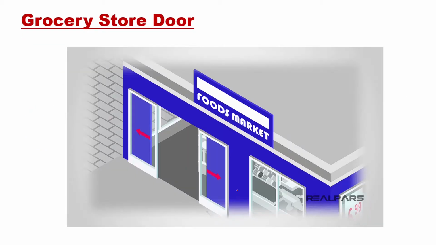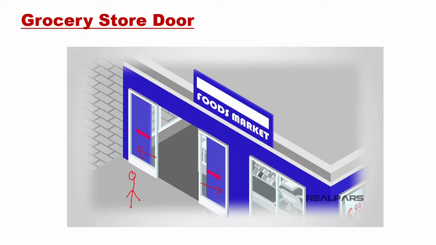So we can have some examples in our day-to-day lives, like when you go to any market, shopping mall, or grocery store. There you can see you have sliding doors. Once you come and stand in front of the door, the doors will open. This door will open like this, this door will open like this.